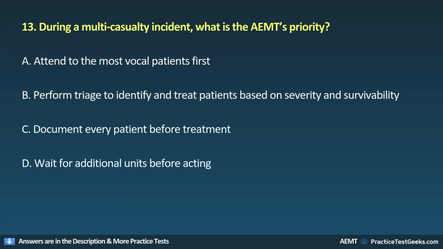13. During a multi-casualty incident, what is the AEMT's priority? A. Attend to the most vocal patients first. B. Perform triage to identify and treat patients based on severity and survivability. C. Document every patient before treatment. D. Wait for additional units before acting.